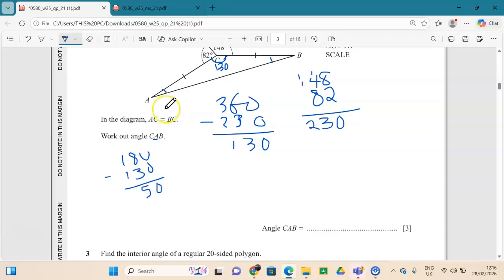So we know that the sum of this angle and this angle here will be equal to 50. So how do we get one of them, which is angle CAB? We simply divide 50 by 2. That will give us 25 degrees.